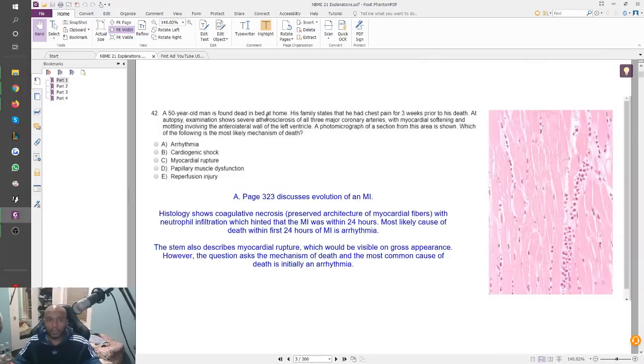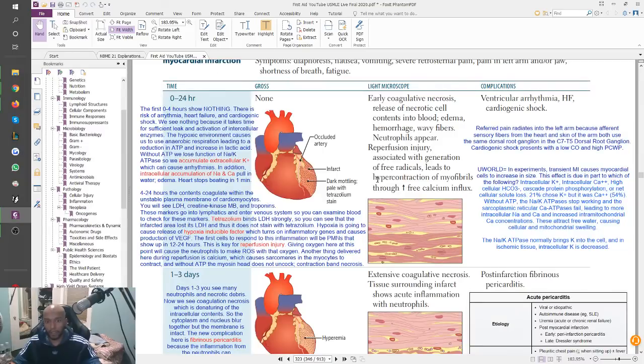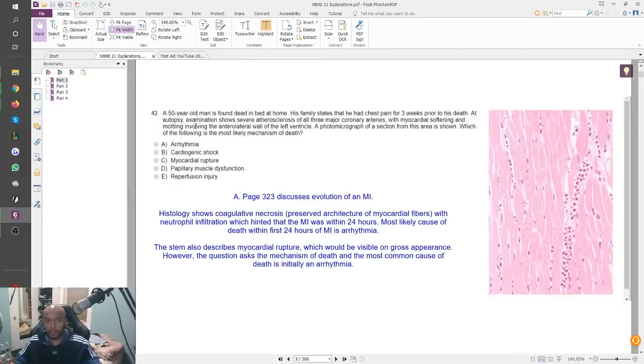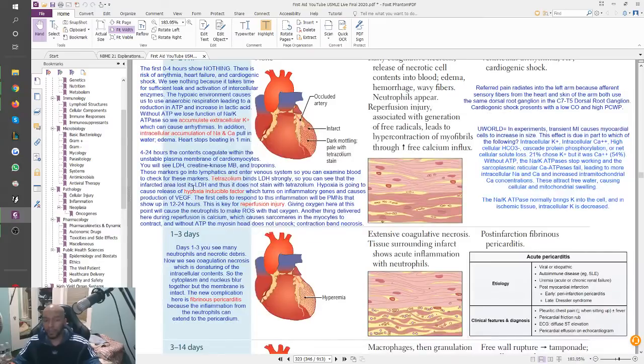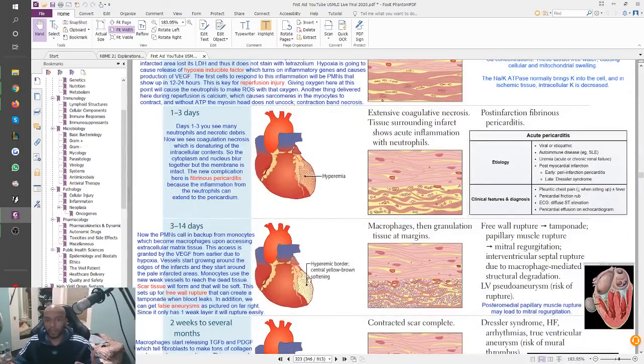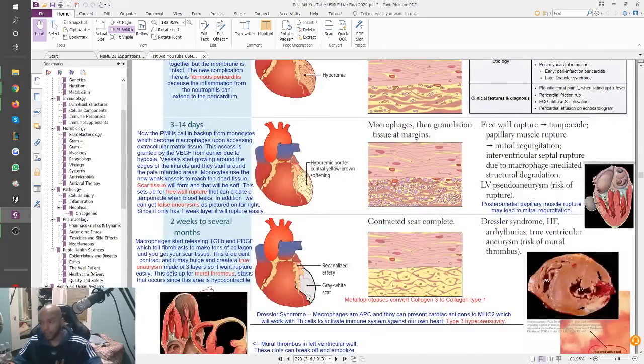And he was found dead at home, but we don't really have in this question how long ago he might have died. But we just know that he had chest pain for 3 weeks, and I guess he didn't really go see a doctor. Right, so we don't know how long ago he died, but the description they're giving, myocardial softening and mottling, makes it think he might have just died within the 24 hours, if anything within 1 to 3 days. Right, at which point you do still have some mottling, but now at this point this stuff starts to become more stiff, right? Because eventually it's going to become very solid and it's going to be too hard. It's not going to contract very well.